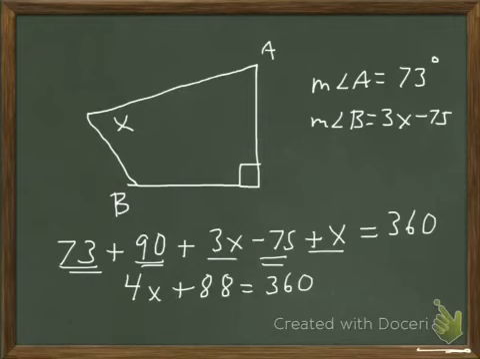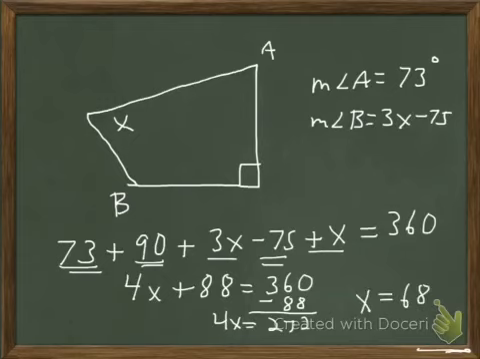Now you're ready to solve. Remember, subtract the 88. Since it was plus 88, you take the opposite. 360 minus 88 is 272. Then the last step would be to divide by the 4, and you get 68. So x equals 68. You can pause this and look at it a little closer. You can watch these videos over and over again.